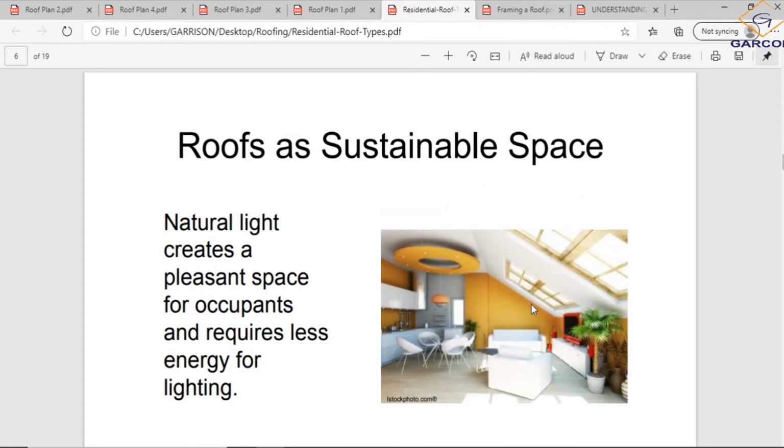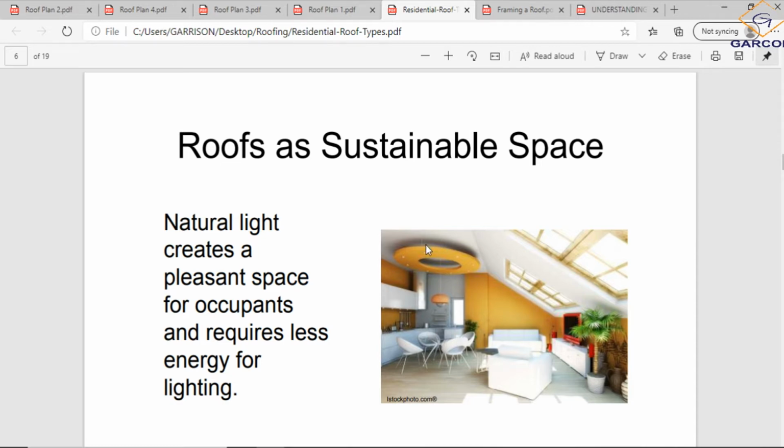So, a roof as a sustainable space. Nowadays people are trying to go sustainable, meaning they are trying to make where you live as comfortable and as energy efficient as possible and as helpful to your environment as possible. So many people nowadays use the roof for other things than just covering the building, but for natural lighting, for additional space, other things like that, for recreation.